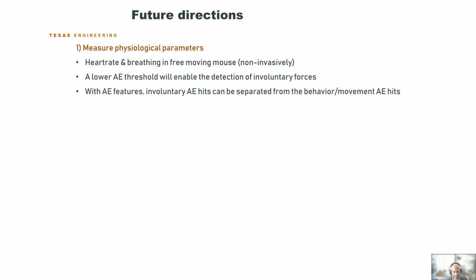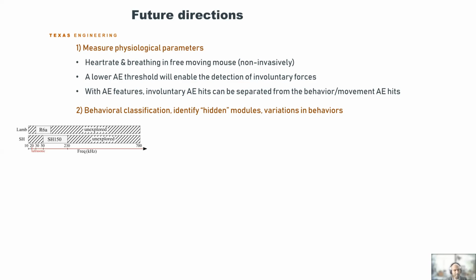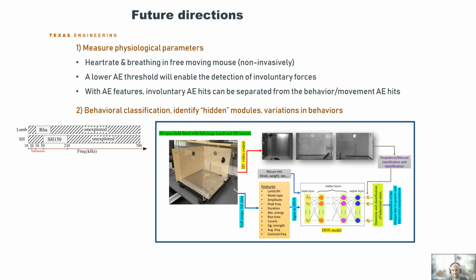The second goal of our research is to identify hidden behavioral modules and variation within behaviors. For that, so far we've only looked at a very small sliver of the frequency range. So we are planning to cover the entire frequency range with really wideband sensors. We are going to have a workflow where we will have a three-dimensional video output of the mouse, and combine that with our acoustic emission data to build a deep neural network model, which will not only be able to classify behavior based on acoustic emission data, based on these guided waves, but which will also pinpoint these variations within behavior.